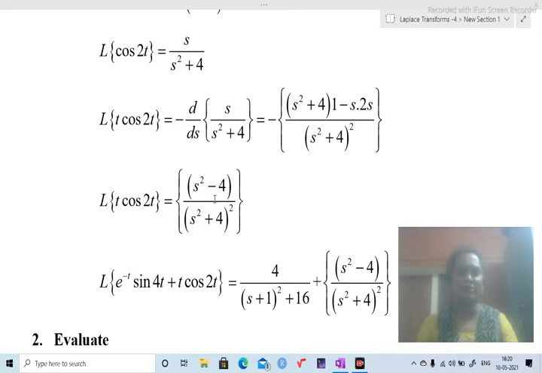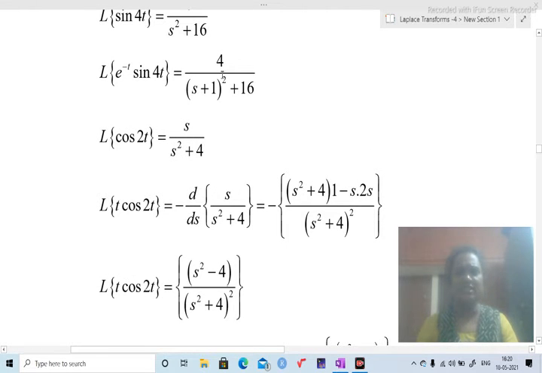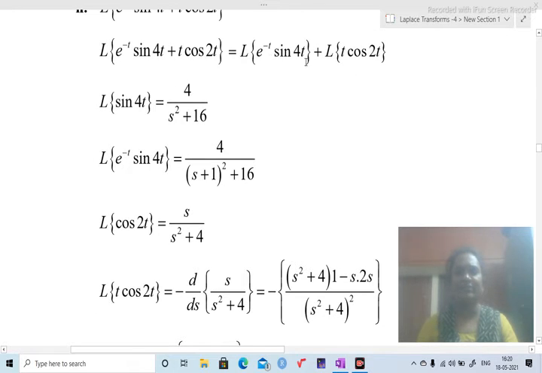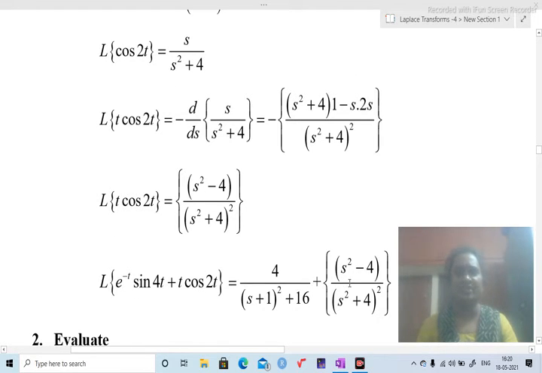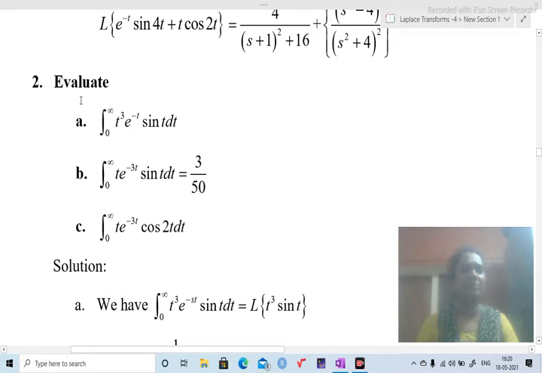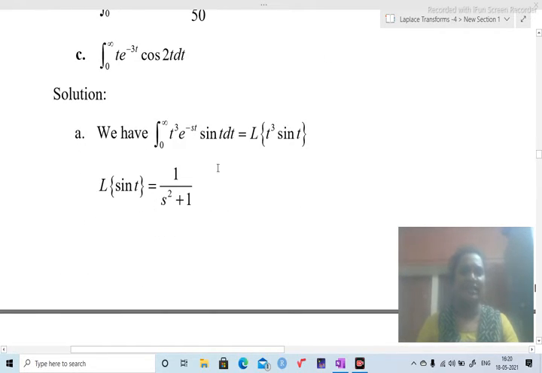Now I am going to substitute these two values in here. Then I am going to get this step. So this is the final value of the Laplace transform of the given function. Next I am going to find out the value of the integration from 0 to infinity of t cubed e power minus t sin t dt first.